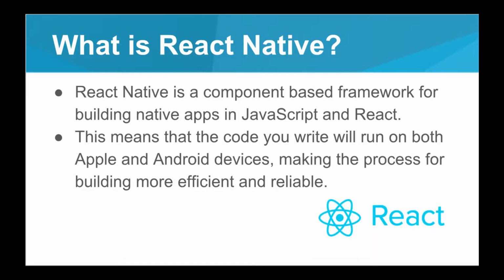React Native is a component-based framework for building native apps in JavaScript and React. This means that the code you write will run on both Apple and Android devices, making the process for building apps more efficient and reliable. React is a declarative, efficient, and flexible JavaScript library for building user interfaces. With the use of modular components, React Native is quick and helps you build apps in no time. Major companies like Airbnb, Facebook, Walmart, Tesla, SoundCloud, and Instagram all use React Native to build their mobile applications.